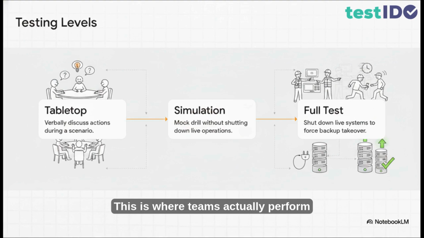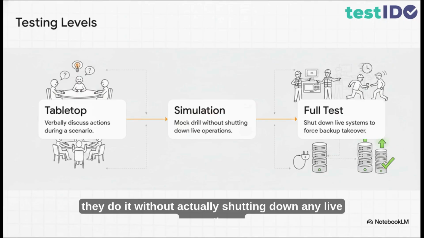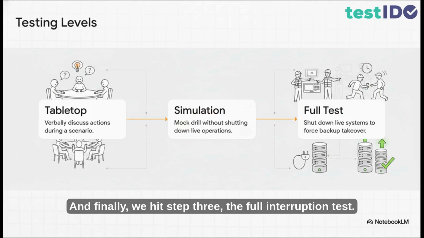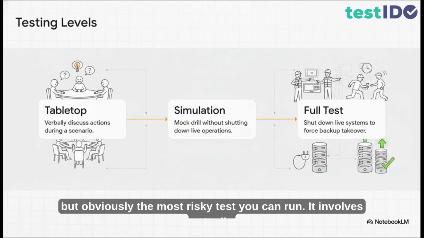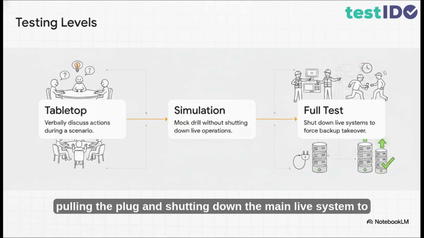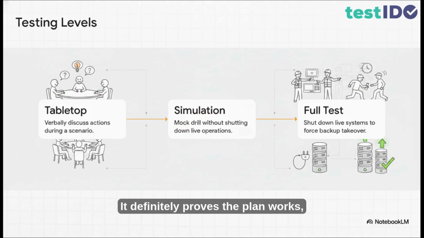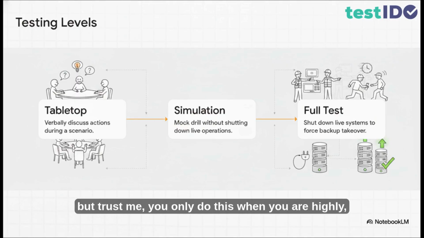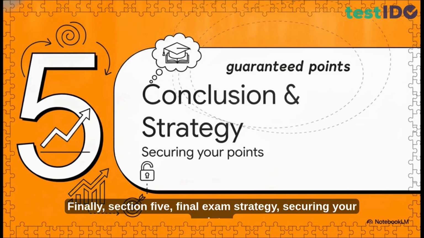This is where teams actually perform a mock disaster drill in real life. But the catch is, they do it without actually shutting down any live operations. And finally, we hit Step 3, the full interruption test. Now, this is the most thorough, but obviously the most risky test you can run. It involves actually pulling the plug and shutting down the main live system to force the backup systems and your alternate sites to take over. It definitely proves the plan works, but trust me, you only do this when you are highly confident in your setup. And finally, Section 5.